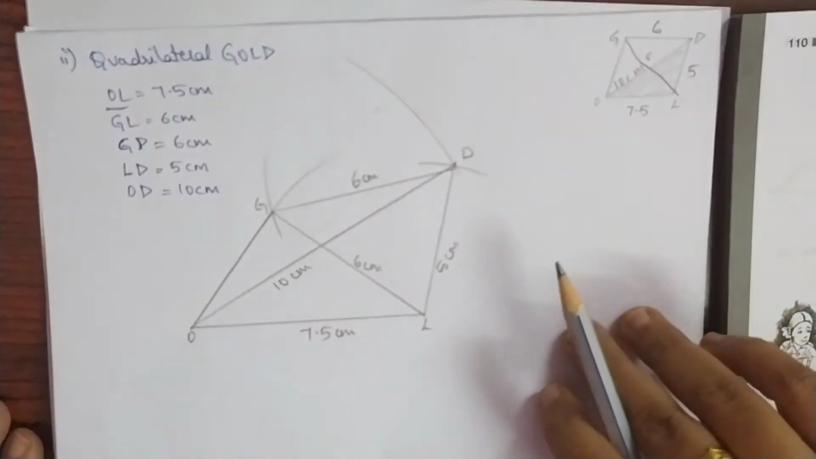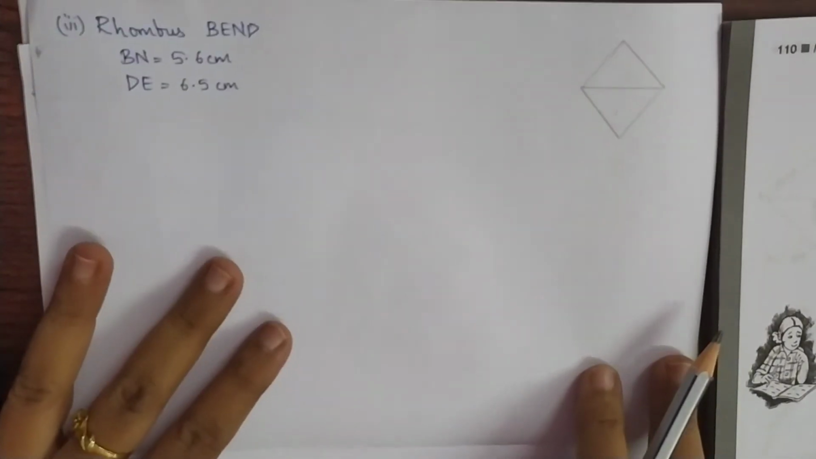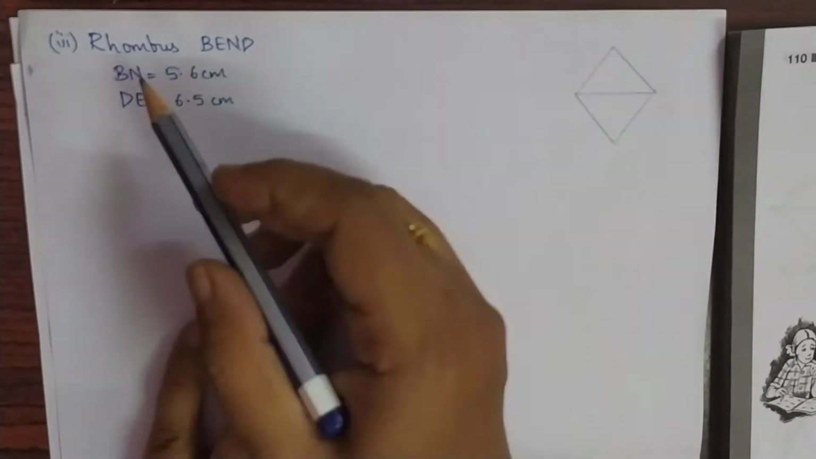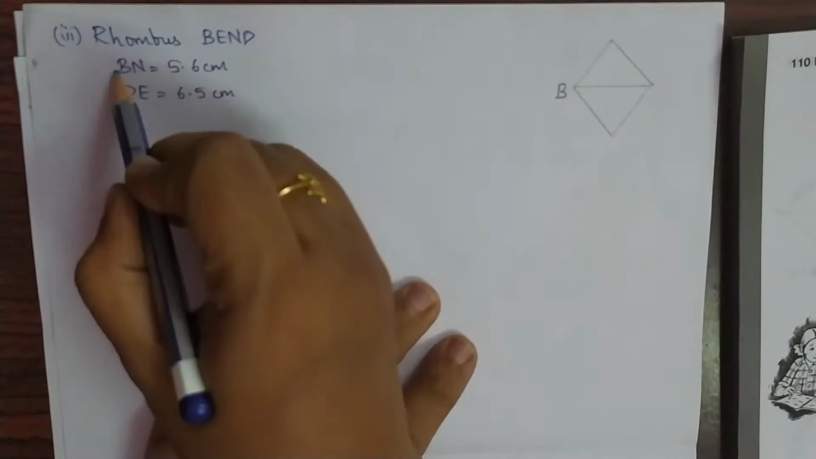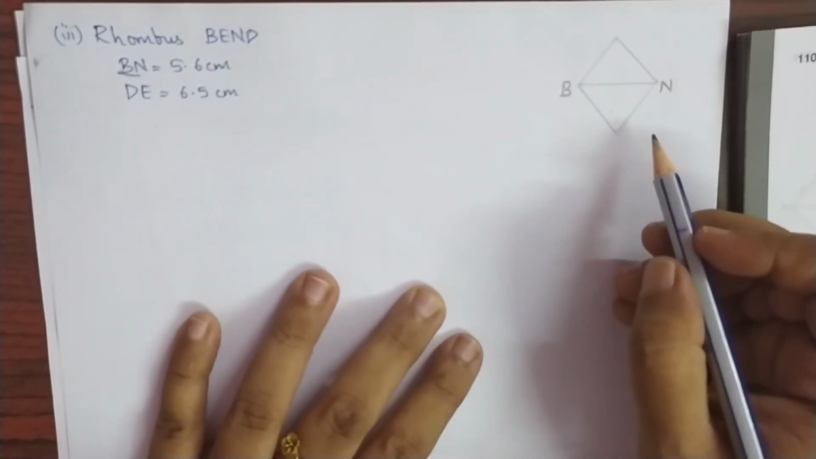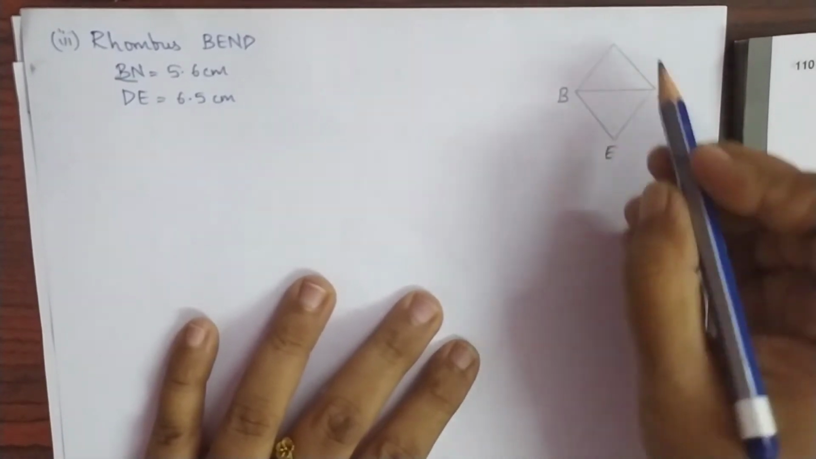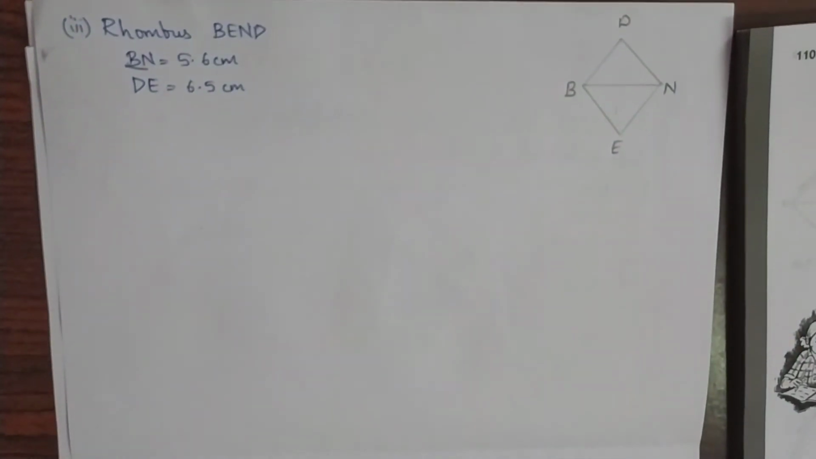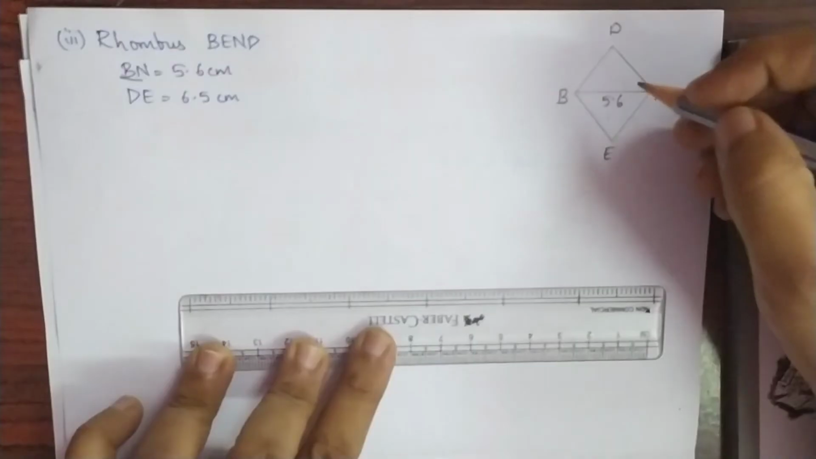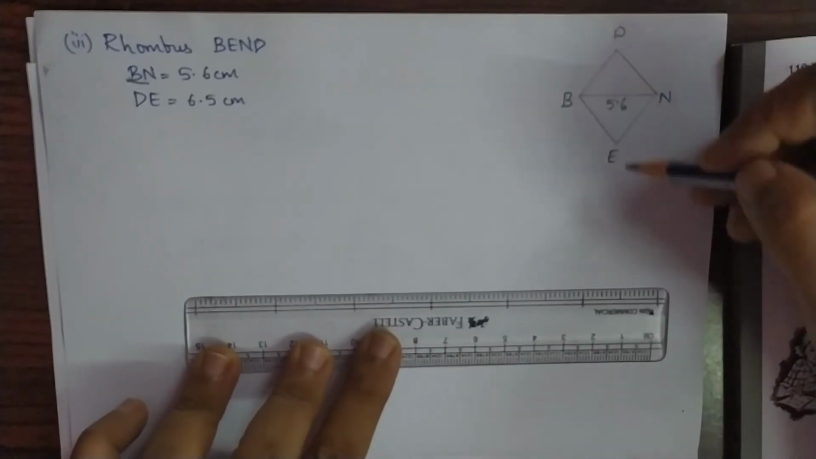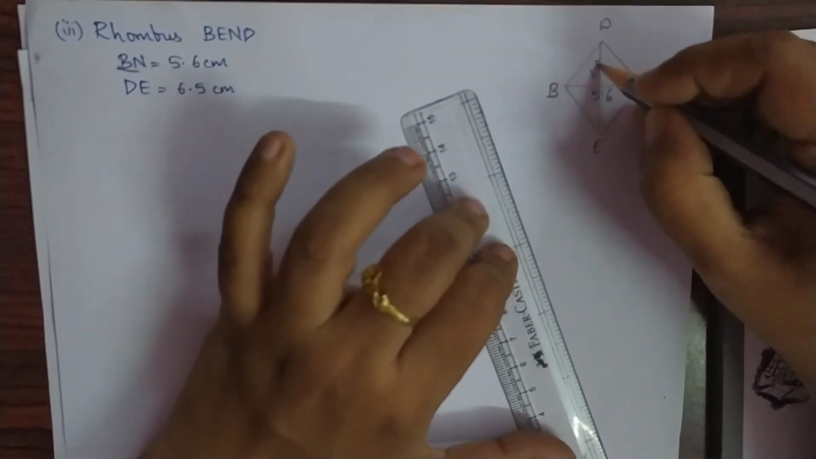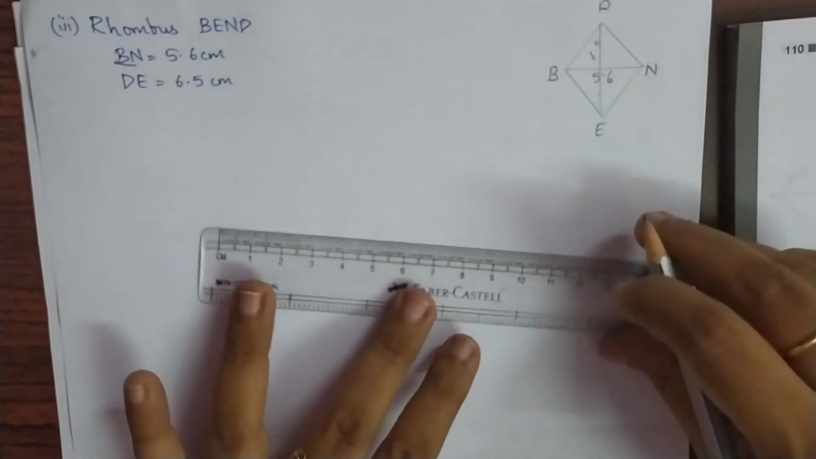Let's move on. Let's do the third problem. Construct a rhombus BEND. As you know, I start my base with the first measurement, BN. My BN is 5.6. I know that in a rhombus all sides are equal, but here the sides are not given. Here the two diagonals are given. This diagonal is 6.5. How am I going to do it? You can do it with me, and you will learn how to do it.